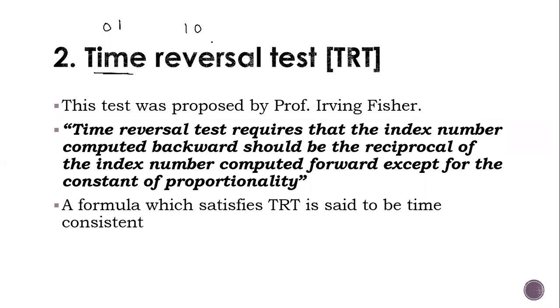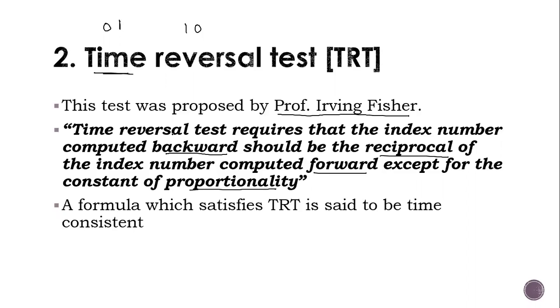Now we will see which method will be satisfied under the time reversal test. This test was proposed by Professor Irving Fisher. He was the one who proposed this test. What does it mean? The time reversal test requires that the index number computed backward should be the reciprocal of the index number computed forward, except for the constant of proportionality. Maybe you got confused by backward and forward.